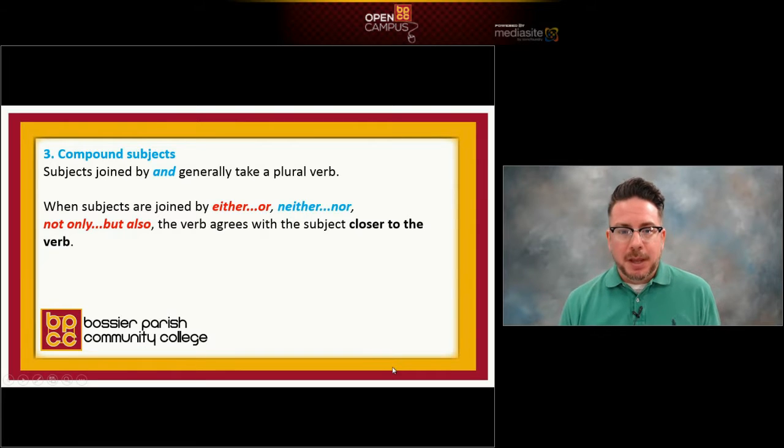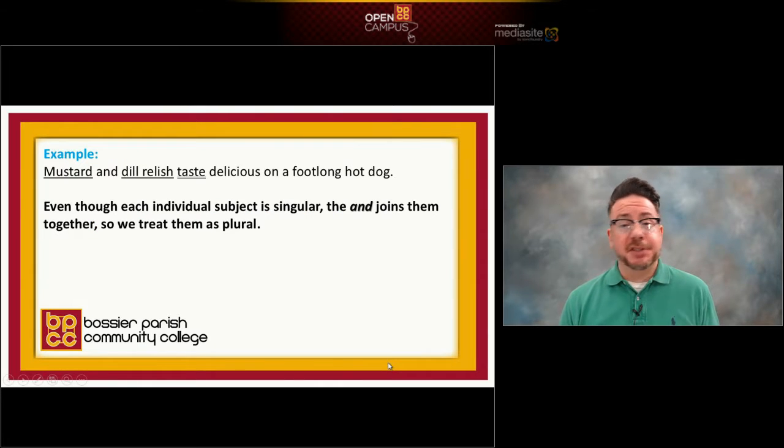it's plural. Now, sometimes you'll have subjects that are not joined by and. You'll have subjects joined by either or, neither nor, not only, but also. And in that case, the verb agrees with the subject closest to the verb. So we're going to look at examples of both of these.